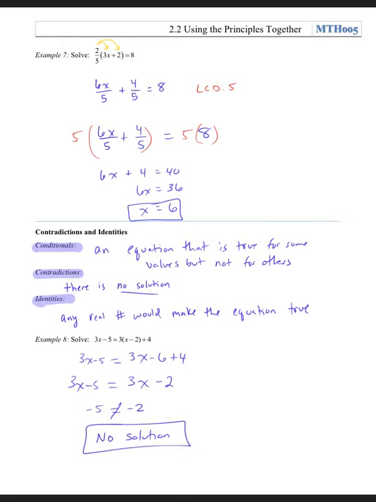We're not going to use the term contradiction, condition, or identity as the answer, because our answer is always going to be the solution set. What's the solution set? There is no solution. All right, go ahead and try example 9.